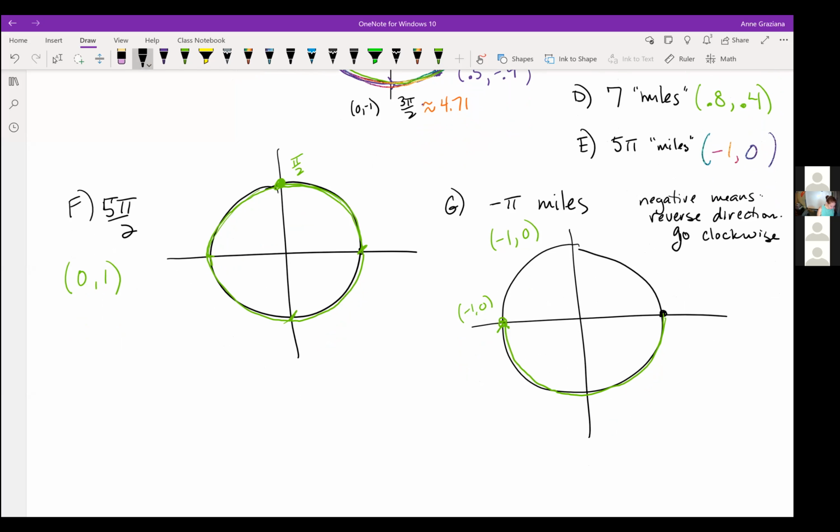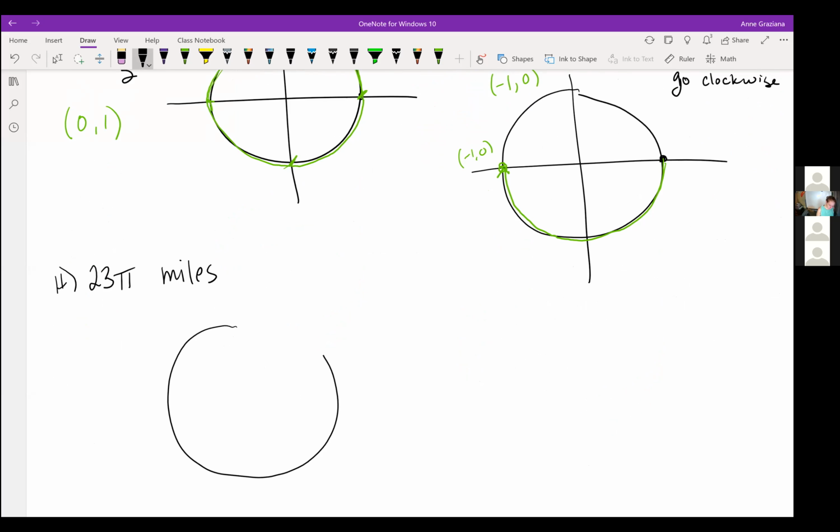Last one for today, I think. Let's go 23 pi miles. Now, you can circle that as many times as you want, okay? But let's think about this. If I go around one whole time, how many miles is this? It's 2 pi, right? So how many times would I have to go? I'd have to go 2, 4, 6, 8, 10, 12. I'm not even close to 23.